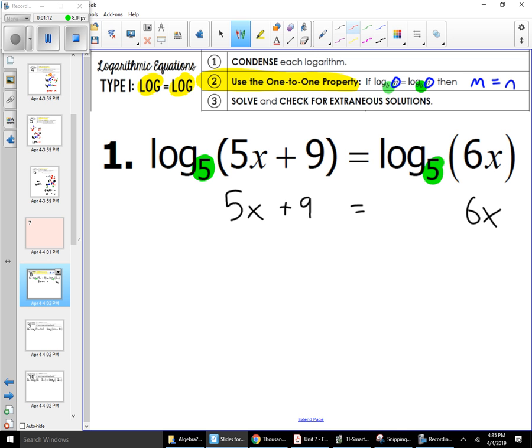Quite nice. This one's actually fairly trivial to solve. It's a pick on the little guy problem. 5 is definitely smaller than 6, so I can subtract 5x from both sides, and that will leave me with a 9 on the left. 6 minus 5 is a 1, so I'm left with just 1x on the right.